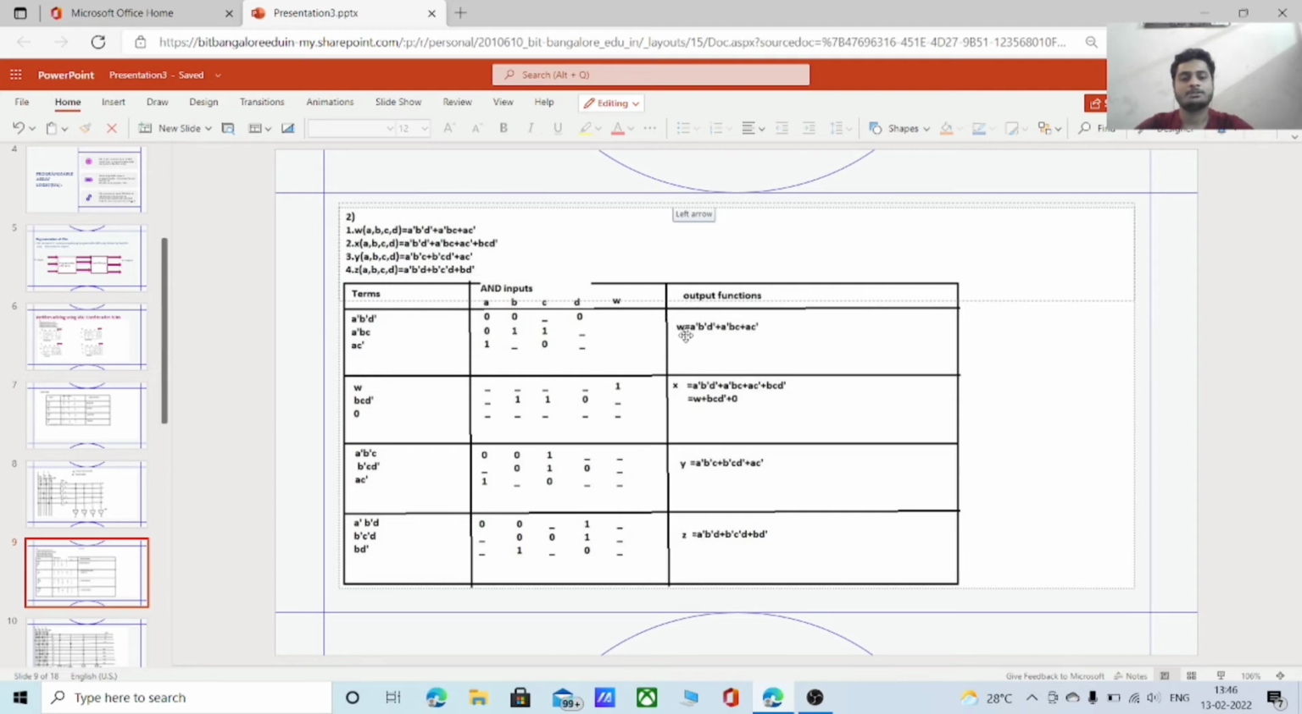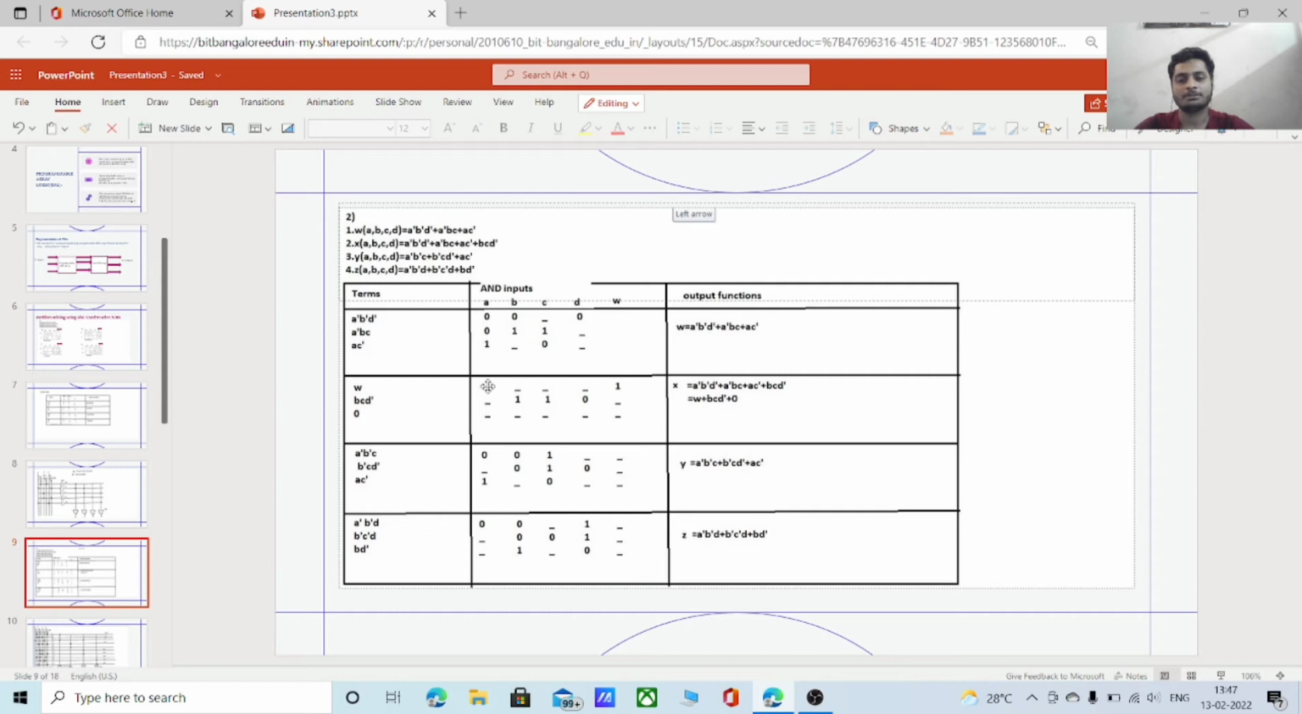So the output function is W is equal to A complement B complement D complement plus A complement BC plus A into C complement. And the second function is X of ABCD is equal to A complement B complement D complement plus A complement BC plus AC complement plus BC into D complement. We can notice that the second function is W plus BC into D complement. W is A complement B complement D complement plus A complement BC plus A into C complement. We have the same terms, so the first three terms are the same. We just have BCD complement as another term.